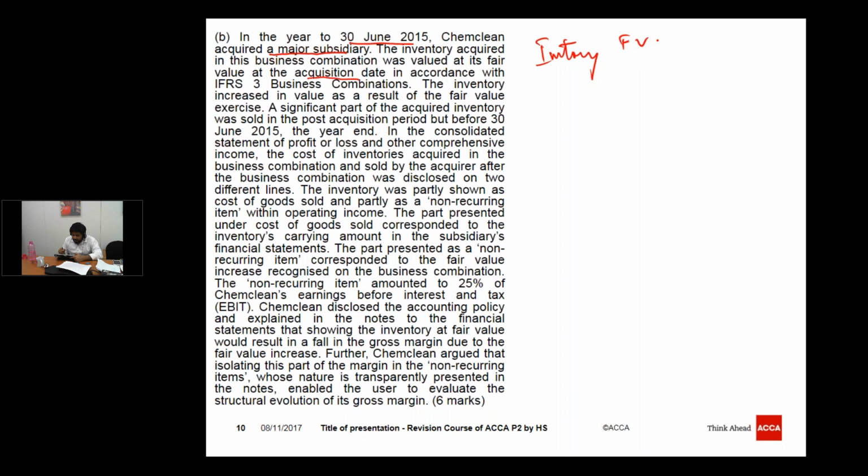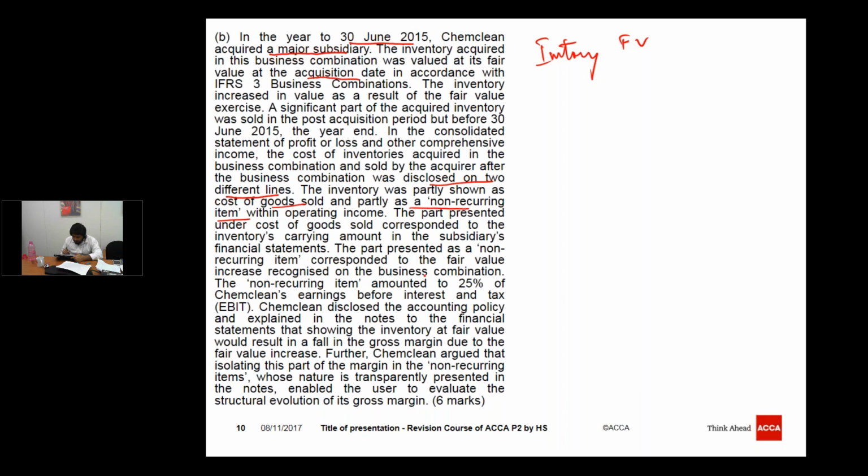The inventory increases in value as a result of the fair value exercise. A significant part of the acquired inventory was sold in the post-acquisition period, but before 30th June 2015, the year-end. In the consolidated statement of profit and loss and other comprehensive income, the cost of the inventory acquired in the business combination and sold by the acquirer after the business combination was disclosed on 2 different lines. The inventory was partly shown as the cost of the goods sold and partly as a non-recurring item within the operating income.